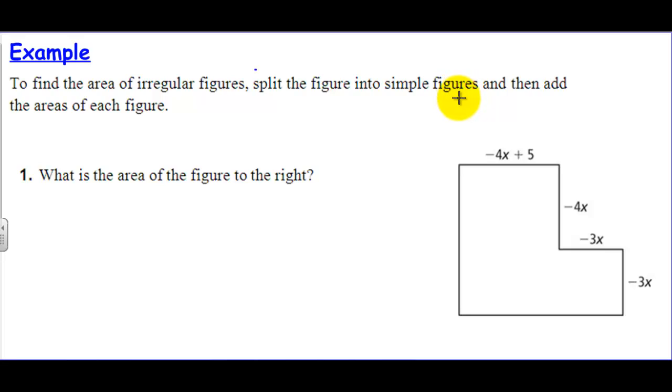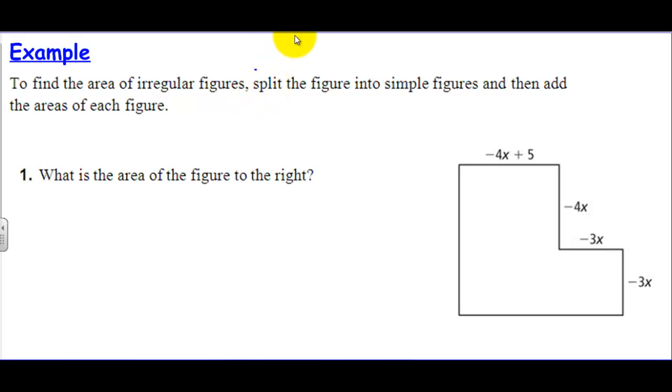Okay, so we're going to find the area of an irregular figure. An irregular figure is a shape like this on the right-hand side. This is something that we don't have an equation to find the area of. We do have equations for things like rectangles, squares, triangles, and circles, but when we get a shape like this, we don't have a special equation for it.